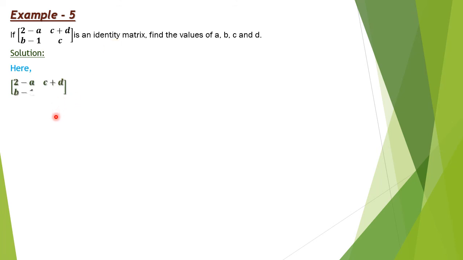Here it's the given part, 2 minus A, C plus D, B minus 1, C is equal to I, because it's given in the question that this given matrix is an identity matrix, so we can write I for it. Now that's equation 1, and we know by definition that the identity matrix is 1 0 0 1. So it's equation 2, and you can see by the logic that if A is equal to C and C is equal to B, then we conclude that A equals B. So from 1 and 2 we can conclude that this matrix here will be equal to this matrix here.